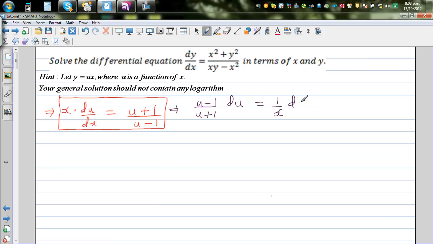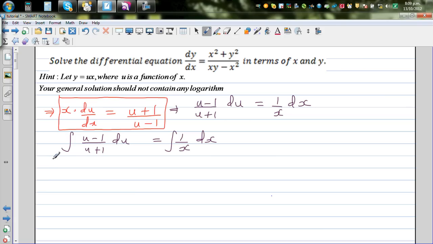You can pause this video and think about what I did. I just cross multiplied. So this went up, this came down, and x, when it came to the other side, became 1 over x, and this dx went up. This is nothing but cross multiplying. Okay, so now you can integrate both sides. So I'm going to do integration. Integration of (u minus 1) over (u plus 1) du is equal to integration of 1 over x dx.